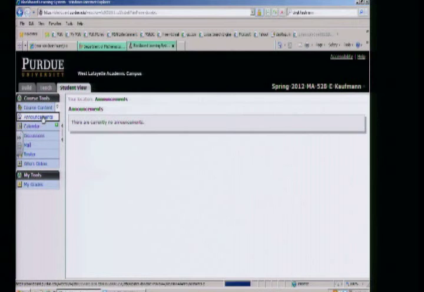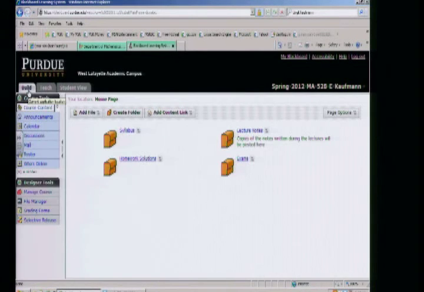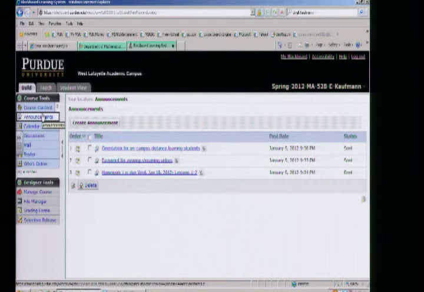There's also an announcements page, and it's weird. I thought I had put in some announcements already. Let's see if I can see them on a different view. Yeah, strangely enough, I can see them now.